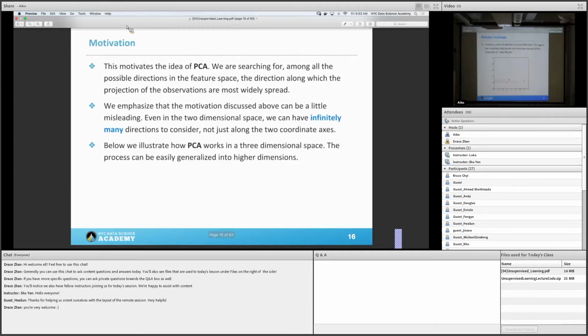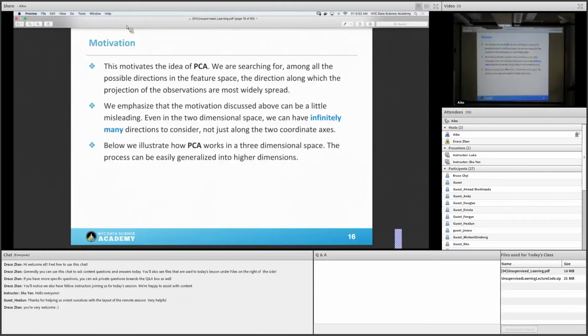So this is how you do it. And this actually motivates the geometric idea of PCA. We are searching, among all the possible directions in the feature space, for the direction along which the projection of the observations is most widely spread. Widely spread is the geometric term, but statisticians would say we want to find the direction whose so-called variance or standard deviation is largest.